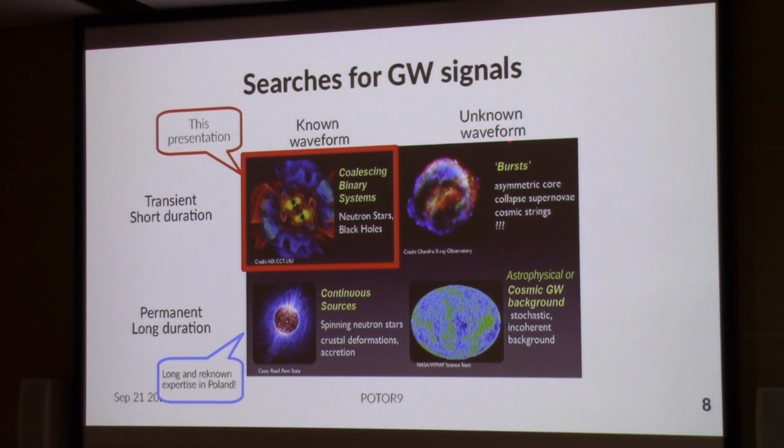And there are other types of sources or signals we are looking at. So there are sources that we cannot model, either because we don't know or because they are too difficult to model. And there are either transient sources, so bursts of gravitational waves, or continuous sources like backgrounds.